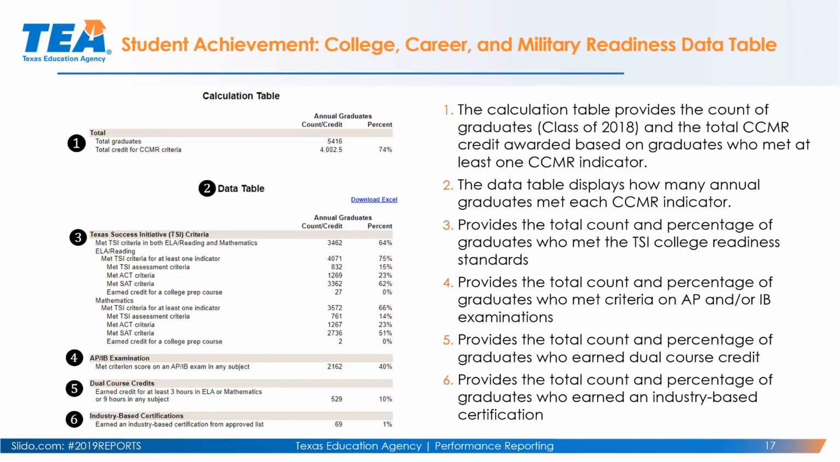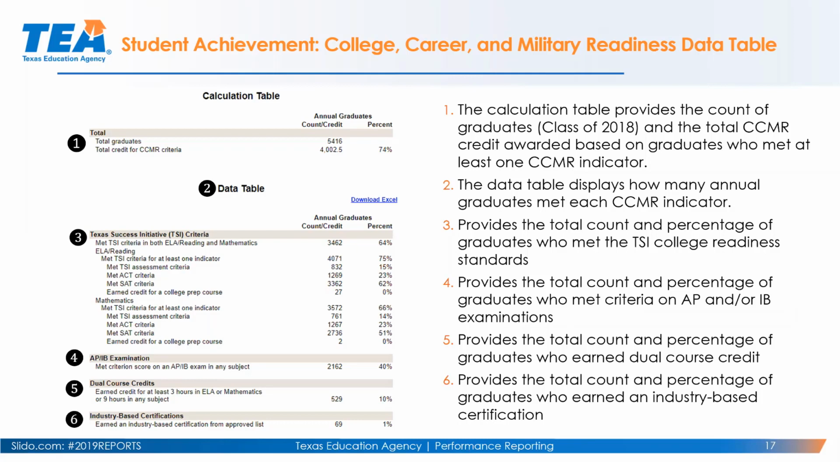In order to do that, they could meet the following: either meeting the criteria score on the ACT test, or maybe the SAT test, or earn credit for a college prep course. They could also take the TSI assessment and receive credit that way. On the data table, you see a disaggregation of all graduate results meeting the criteria for TSI reading. You also see the criteria for TSI math.